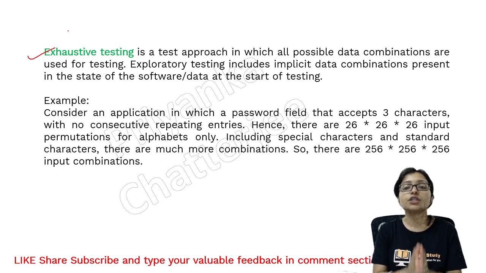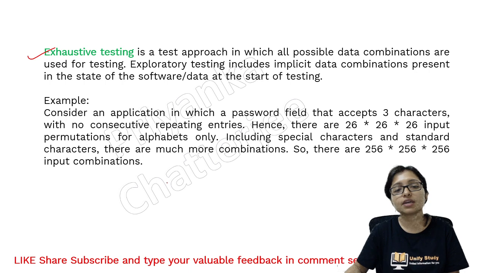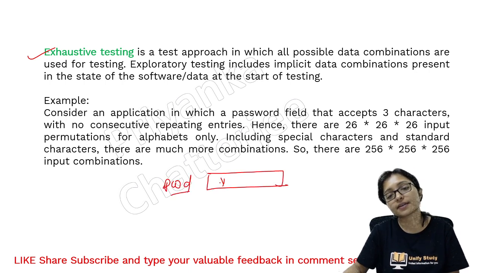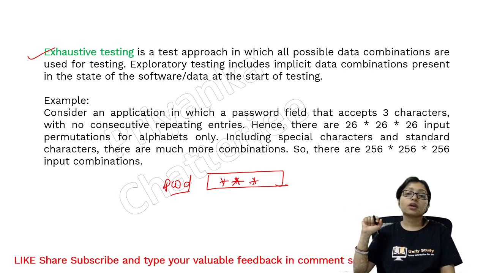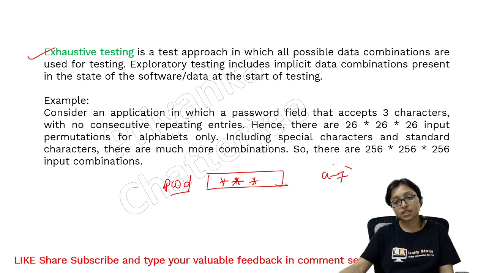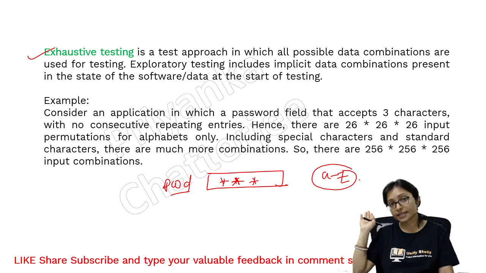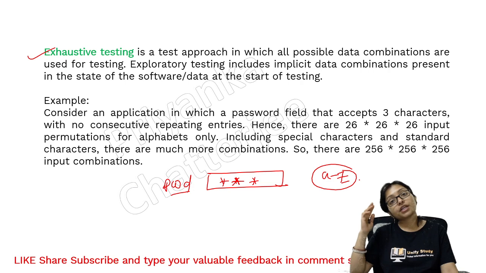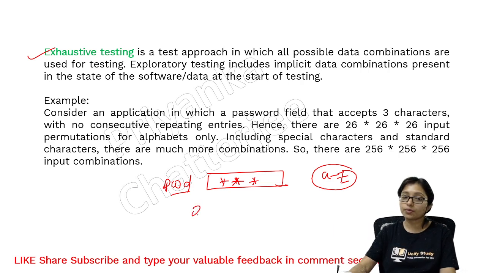When you need to test all possible inputs, like if you are giving a password that takes any 3 characters, how many characters are there? A to Z, total 26 letters. So how many combinations do I have to check for that? How many permutations will there be?